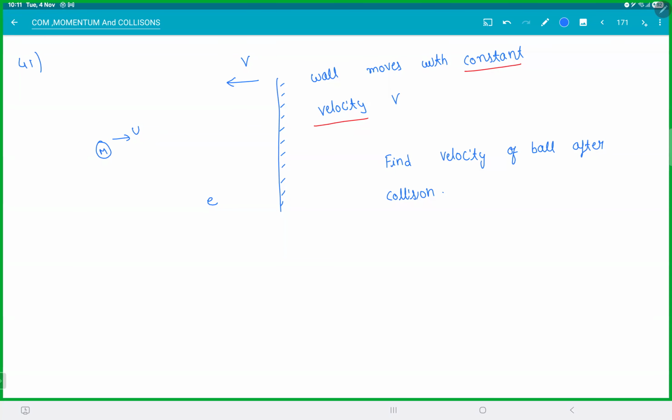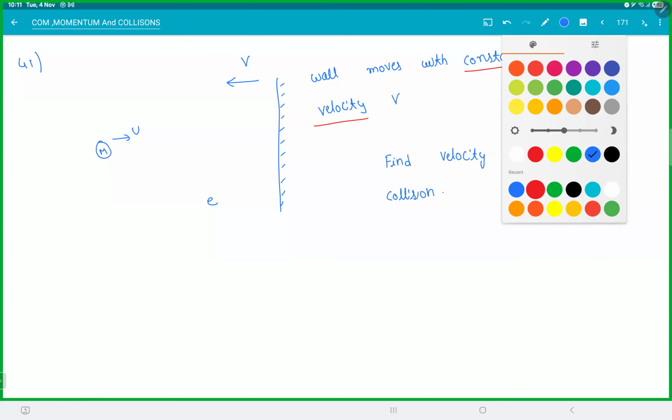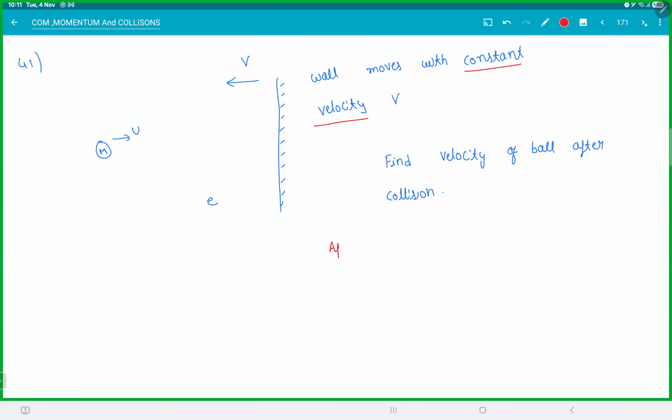I'll tell you one thing here. Generally after collision, velocity should change. It doesn't matter. Even if an ant goes and hits a train, the velocity should change, maybe in nanometers or something, but it should change technically because there is a force. But here you are saying the body is going with constant velocity. So these words you will keep hearing a lot.